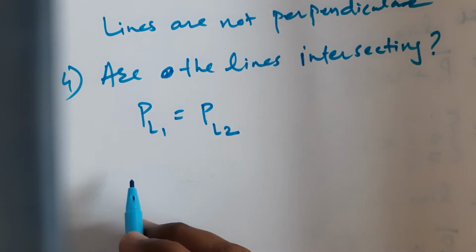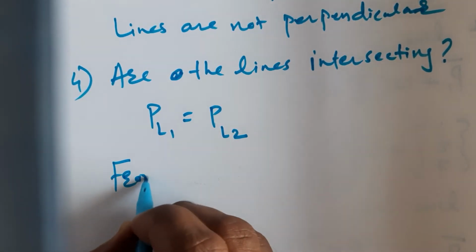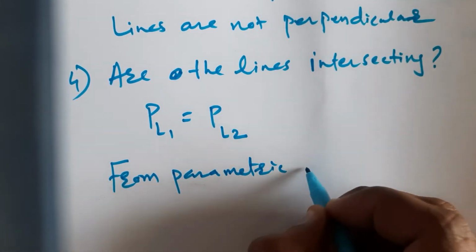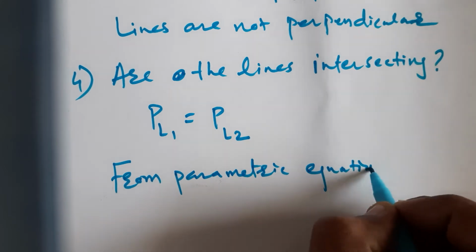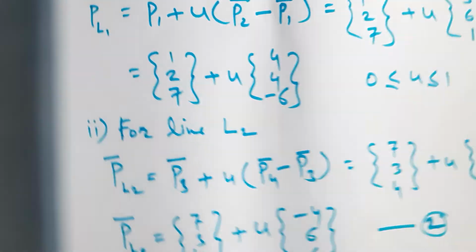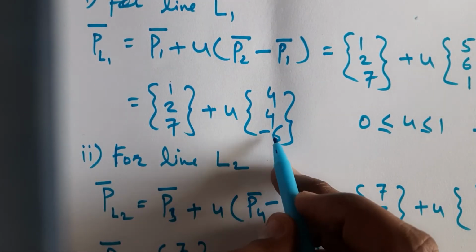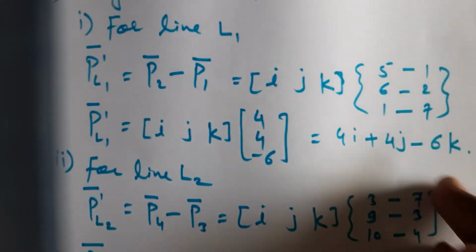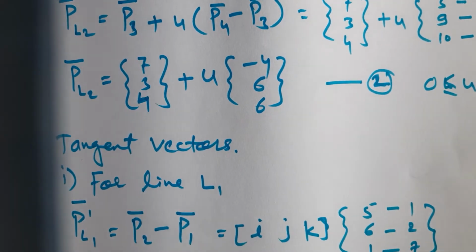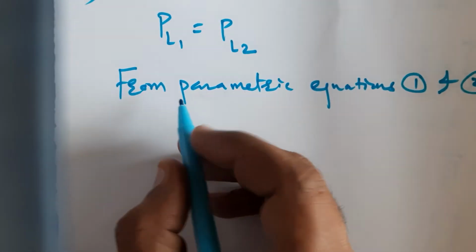Now from parametric equations, we have derived equations 1 and 2. Equation 1 is 3, 2, 7 plus u (4, 4, minus 6), and equation 2 is 7, 3, 4 plus u (minus 4, 6, 6). Okay, so these are two equations. From these equations we'll equate both the equations.